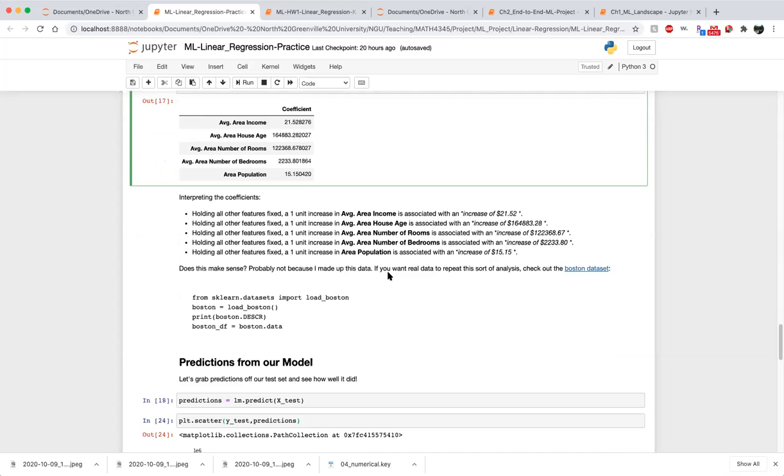I told you. So here's the homework. If you want real data to repeat this sort of analysis, check out the Boston data set. I posted the homework for linear regression using the Boston data set, so that's what you have to do.